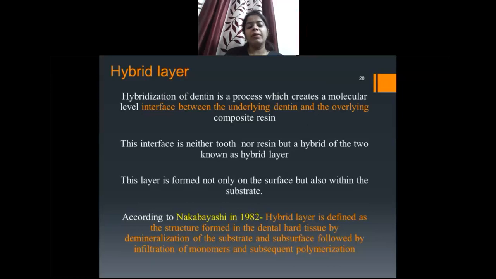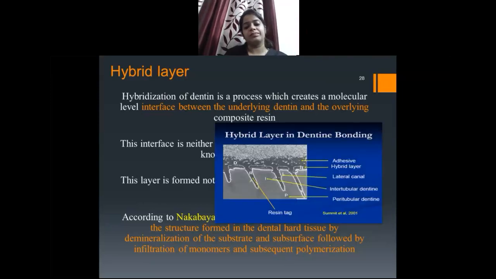Hybrid layer. Hybridization of dentin is a process which creates a molecular level interface between the underlying dentin and the overlying composite. This interface is neither tooth nor resin but a hybrid of the two, known as the hybrid layer. This layer is formed not only on the surface but also within the substrate. According to Nakabayashi in 1982, the hybrid layer is defined as the structure formed in the dental hard tissue by demineralization of the substrate and subsurface, followed by infiltration of the monomer and subsequent polymerization.